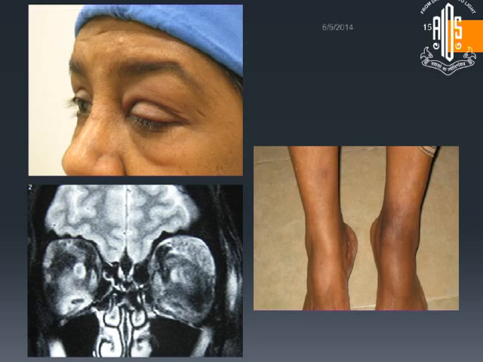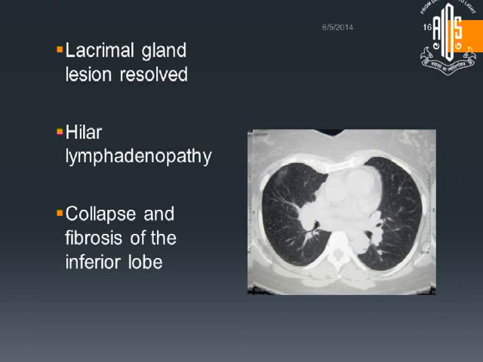There may be a sequential development of disease, such as this patient who developed dacryoadenitis, later on went on to develop skin lesions. And as the lacrimal gland lesion resolved, the hilar lymphadenopathy increased and finally led to collapse and fibrosis of the inferior lobe.